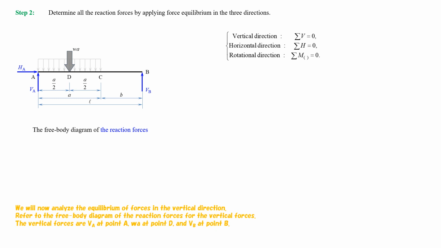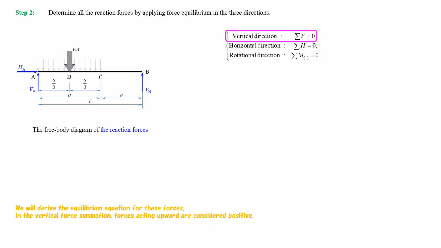We will now analyze the equilibrium of forces in the vertical direction. Refer to the free body diagram of the reaction forces for the vertical forces. The vertical forces are VA at point A, W multiplied by A at point D, and VB at point B. We will derive the equilibrium equation for these forces.